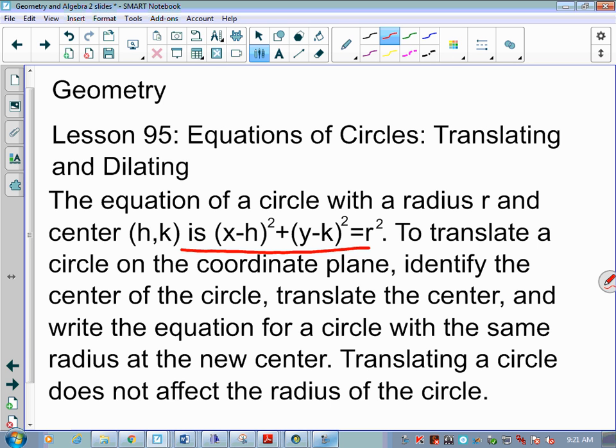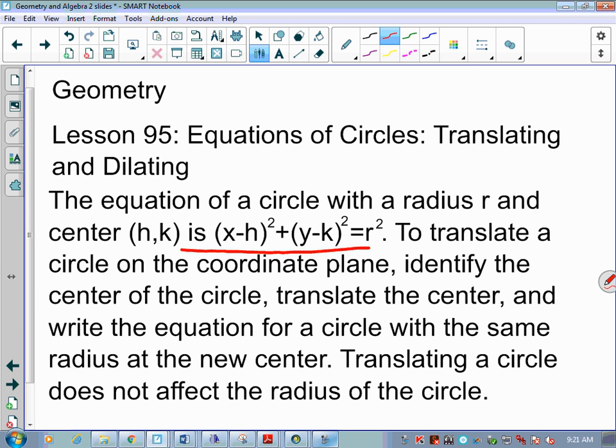What we're going to do today is talk about changing this equation so that we move the circle to a new location, or make the circle bigger or smaller. So we're going to change the location of the circle by changing h and k, right? We're going to move it by moving the center of the circle up, down, left, or right, or both. And we can change the size of the circle by changing the radius of the circle. Okay, does that make sense?